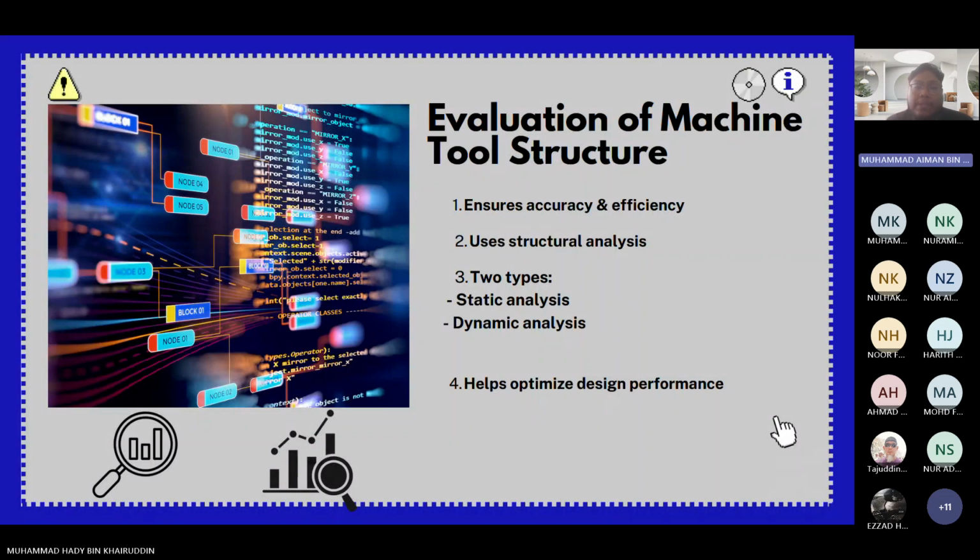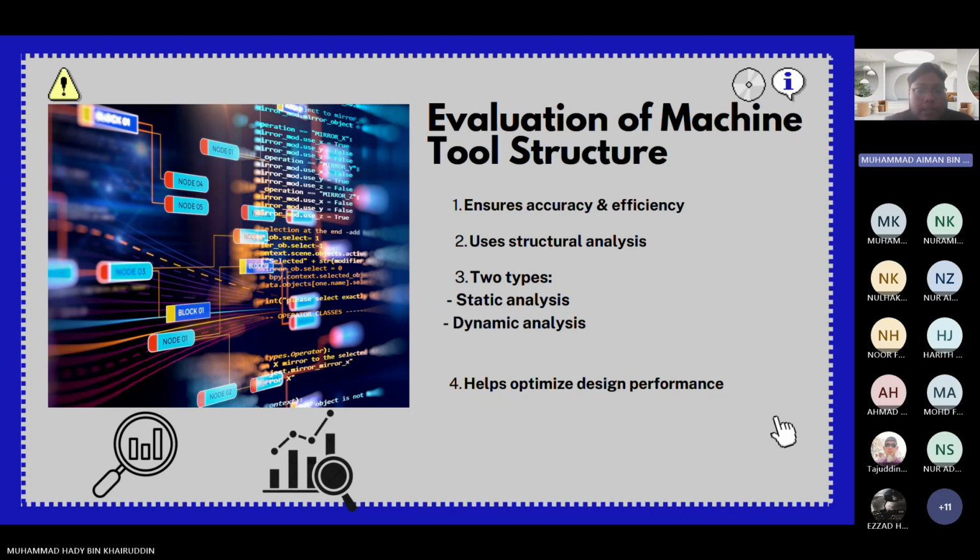Next we will be talking about evaluation of machine tool structure. Now we will move to evaluating the machine structure to ensure good performance. Engineers analyze structure using two methods, which are static analysis and dynamic analysis. This will help predict any weakness such as deformation, vibration, or even accuracy issues during the operation of the machine. There's usually the use of software such as ANSYS and etc.